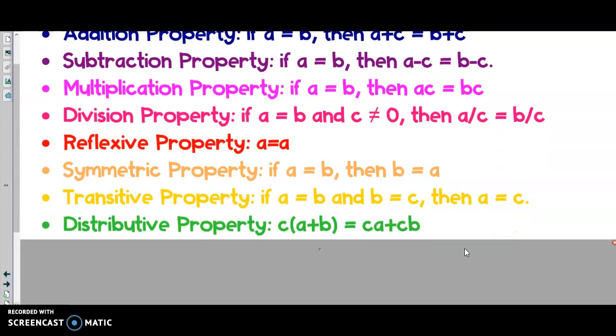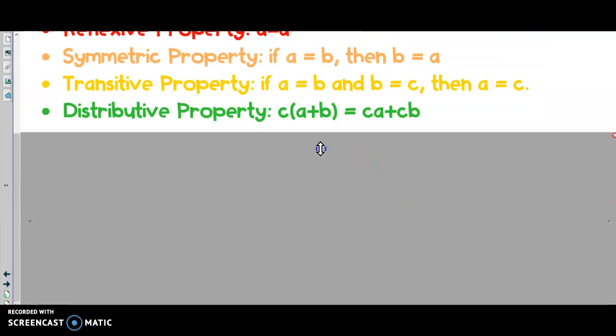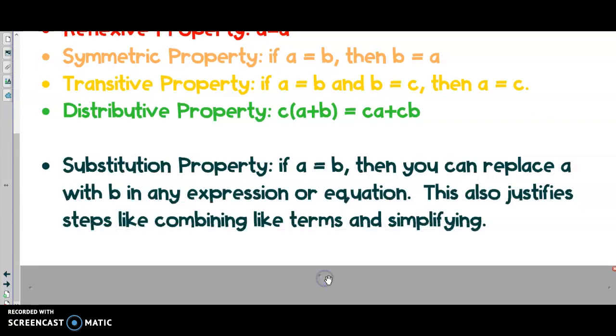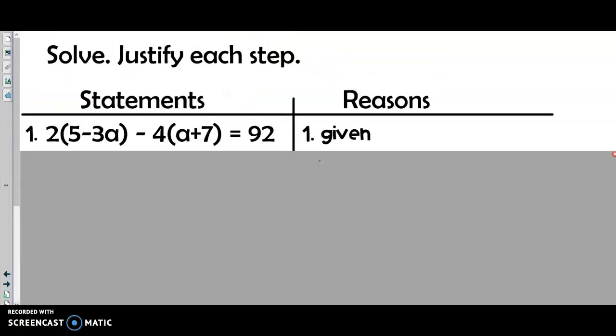And then I had mentioned that the transitive property was just a subcategory of substitution. So substitution says that if two things are equal, then you can replace A with B in any expression or equation. This would also justify steps like combining like terms, or simplifying 3 plus 5 to be 8, or simplifying fractions. Things like that are called substitution. So let's look at a proof together. I'm going to show you my style of proof. It's slightly different than how your textbook does it.